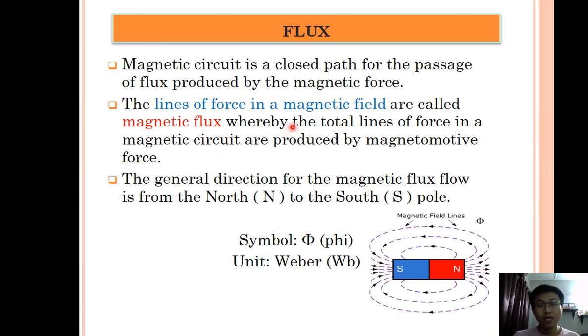The total lines of force in the magnetic circuit are produced by magneto-motive force. The general direction for the magnetic flux flow is from the north to the south pole. The symbol of flux is phi, pronounced phi, and the unit is the Weber.